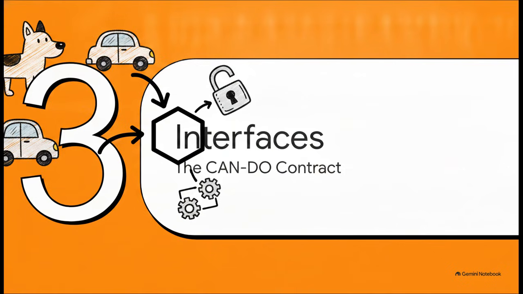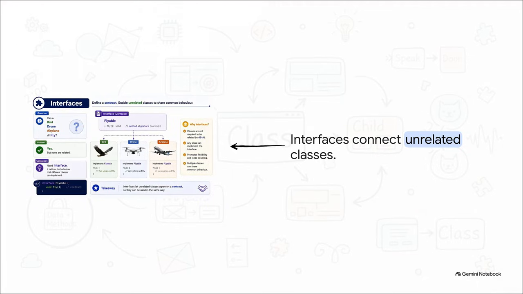Right, but what happens when completely unrelated things in our system need to share a specific behavior? That brings us to interfaces, the can-do contract. So let's dive into this somewhat bizarre but super common scenario: a bird, a drone, and an airplane. Obviously, they have absolutely no shared family tree. A drone is not an animal. A bird is definitely not a machine. Yet, they all share one can-do capability, the action of flying.